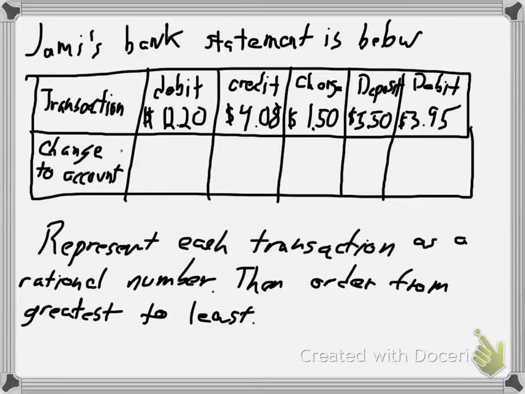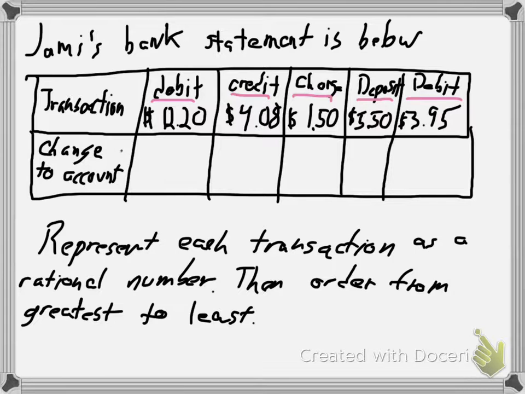So looking at my statement here for Jamie, I have some keywords that I need to be paying attention to. Okay, I have debit, I have credit, I have charge, I have deposit, and then I have debit again. I need to be using those keywords and what I know about those keywords to help solve this problem. So when I'm writing these as a rational number, I need to be thinking, is that word telling us that we're going to have a positive number or a negative number?